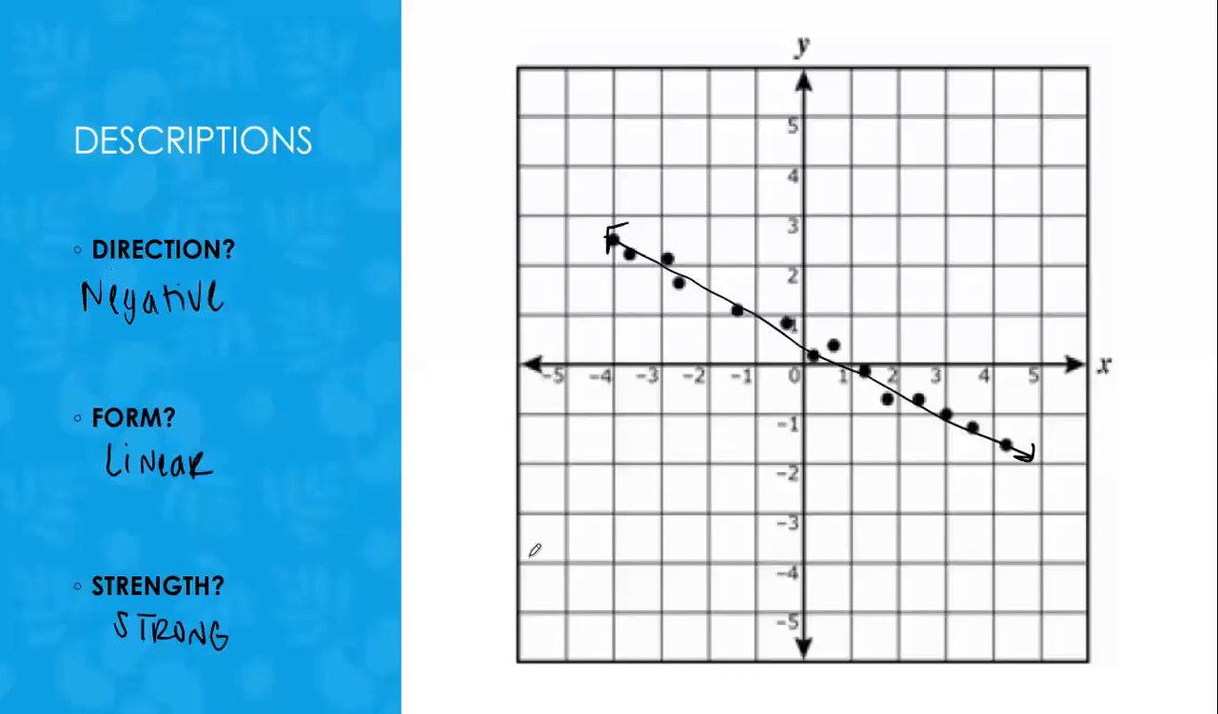Are there any questions about direction, form, and strength? Like someone's like, I'm totally confused. I don't understand why it's linear. I don't understand why it's negative. I don't understand why it's strong.